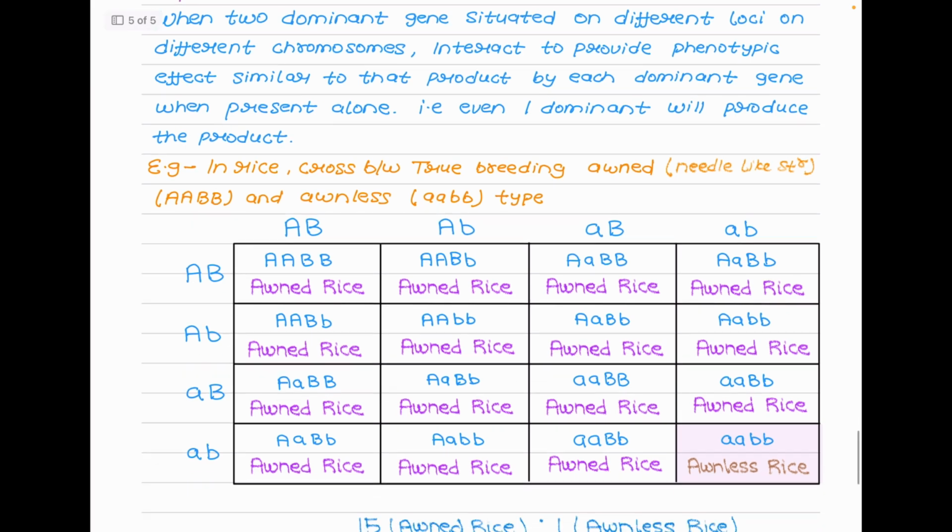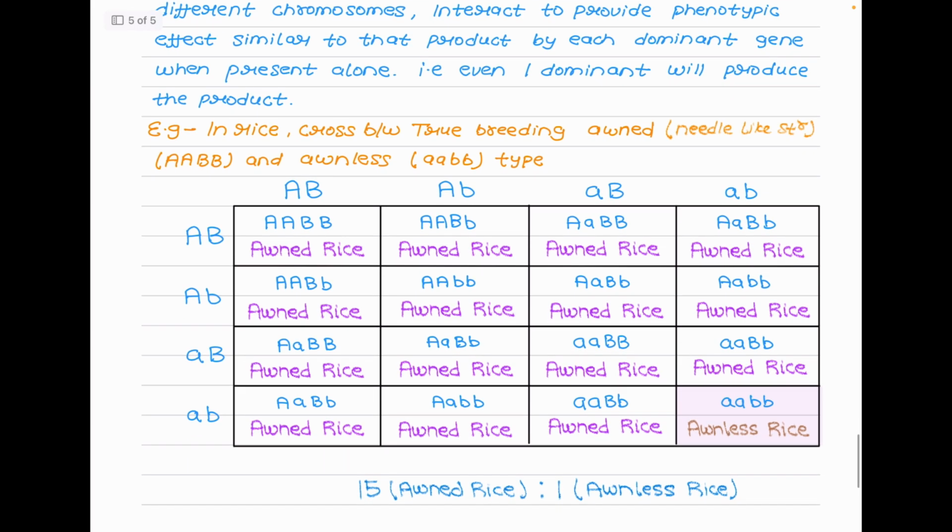This is called duplicate gene action, because the two genes provide a kind of backup for each other, and biologically this ensures that an important trait like awns, which protects seeds, is not easily lost due to a mutation in a single gene.